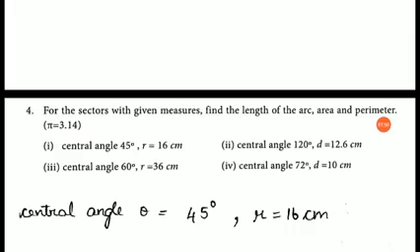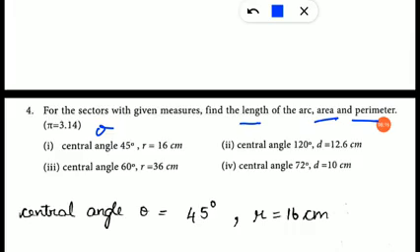Next one. They have given you the central angle. Central angle means the theta value is given and the radius is given. You have to find the length, area and perimeter. So, for each subdivision, you are going to find out 3 different values: length, area and perimeter. First subdivision, let me see how you are solving. Theta is equal to 45, r is equal to 16.